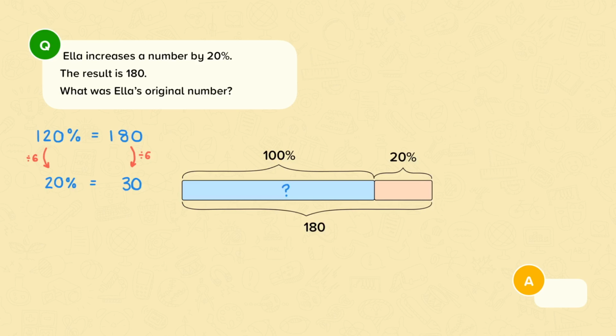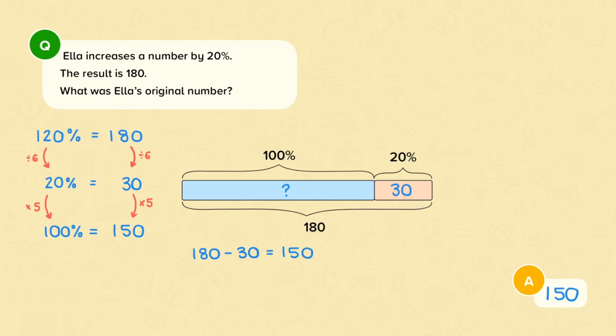You can either label 30 on here and work out that 180 take away 30 is 150. Or we can multiply 20% by 5 to find 100%. 30 times 5 is also 150. We know that the number Ella started with is 150.